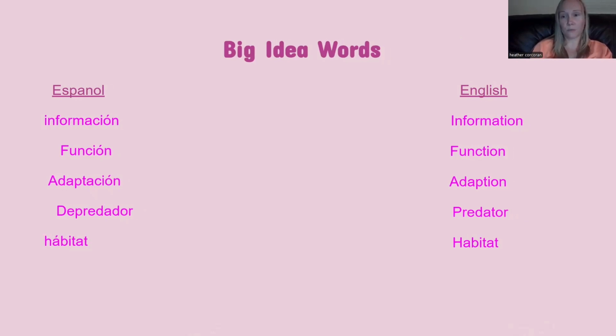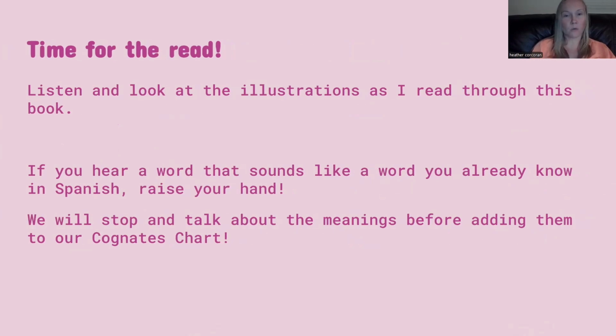So now we would get into the read aloud, which I'll model one quick activity you can do during the read aloud as well. So I would tell my students, it's time for the read. I want you to listen and look at the illustrations as I read through this book. And remember, if you hear a word that sounds like a word you already know in Spanish, I want you to raise your hand. At that point, we will stop and talk about the meaning of this word before adding it to our cognate chart. And I have my sticky notes at the ready. I'm going to write down that word and add it to the chart at the end, along with all of our big idea words from today.